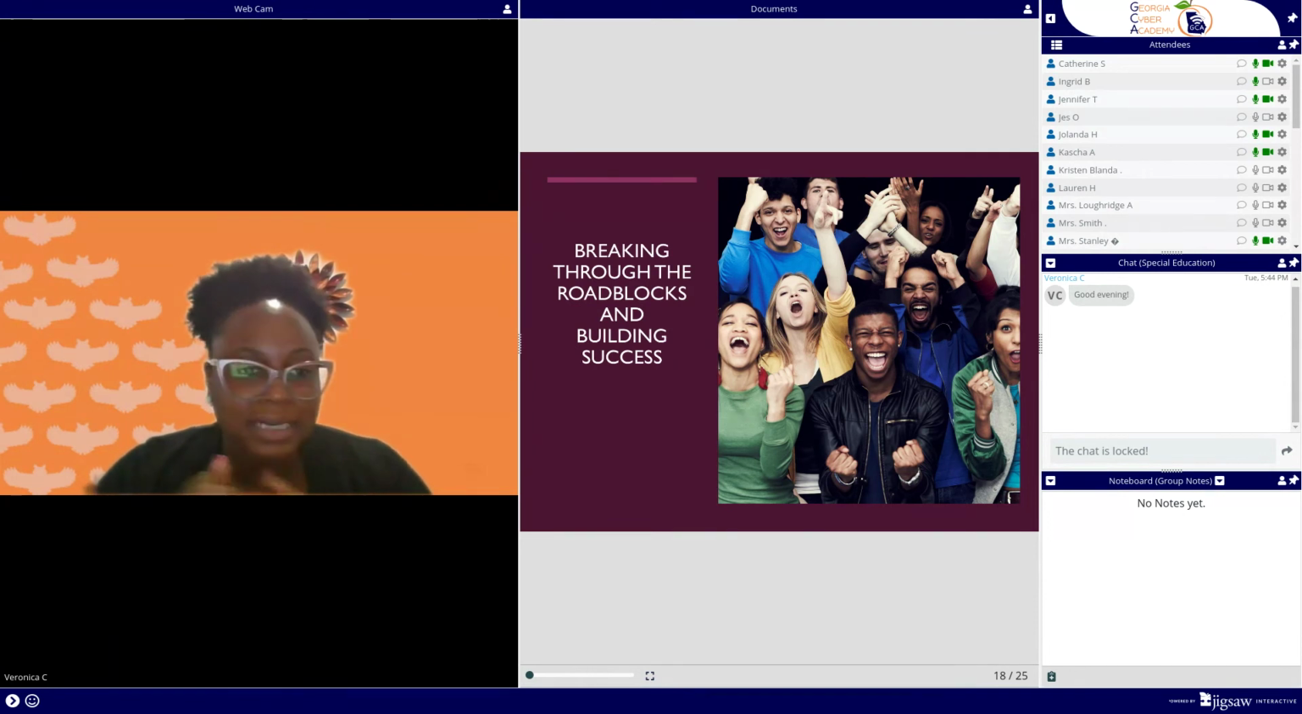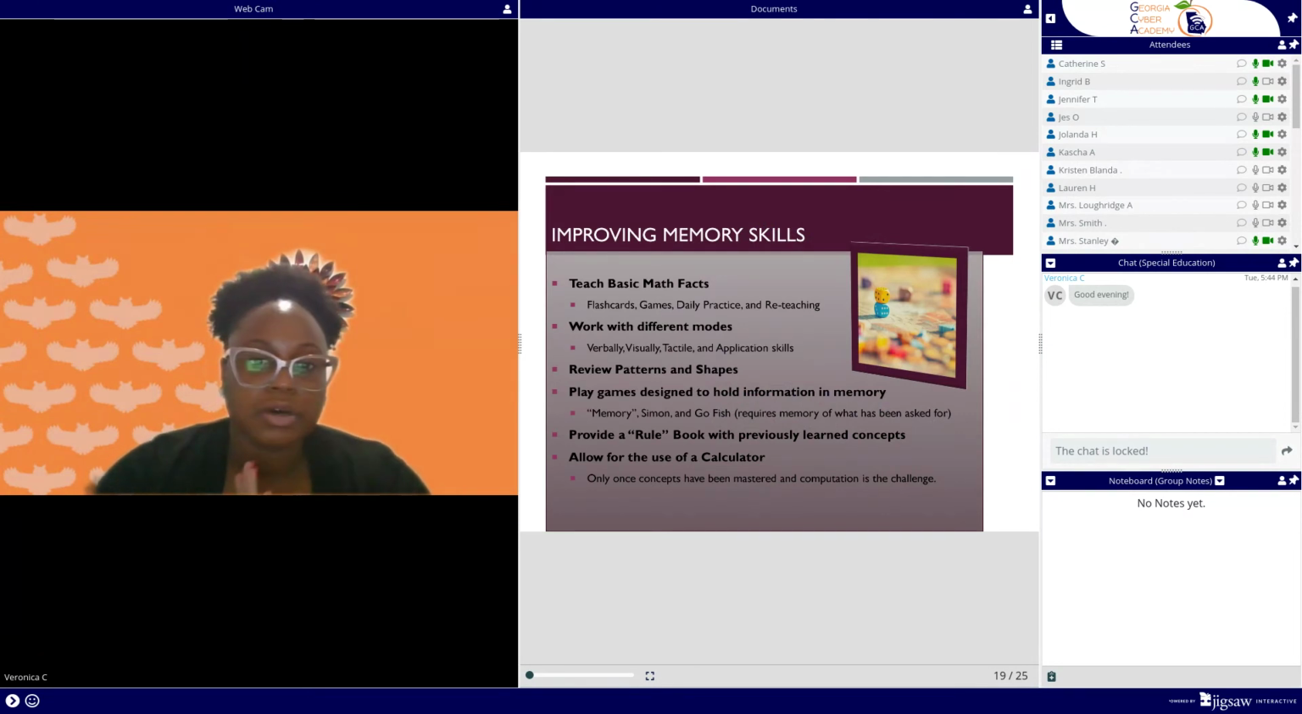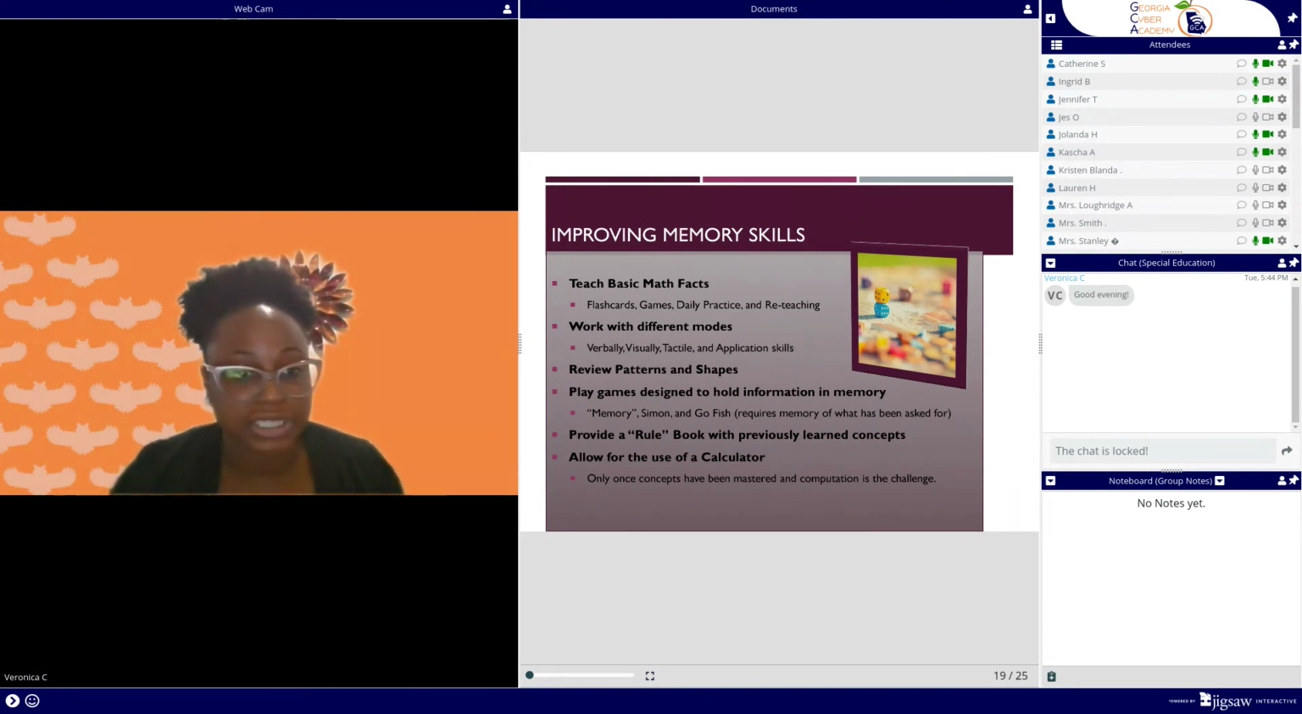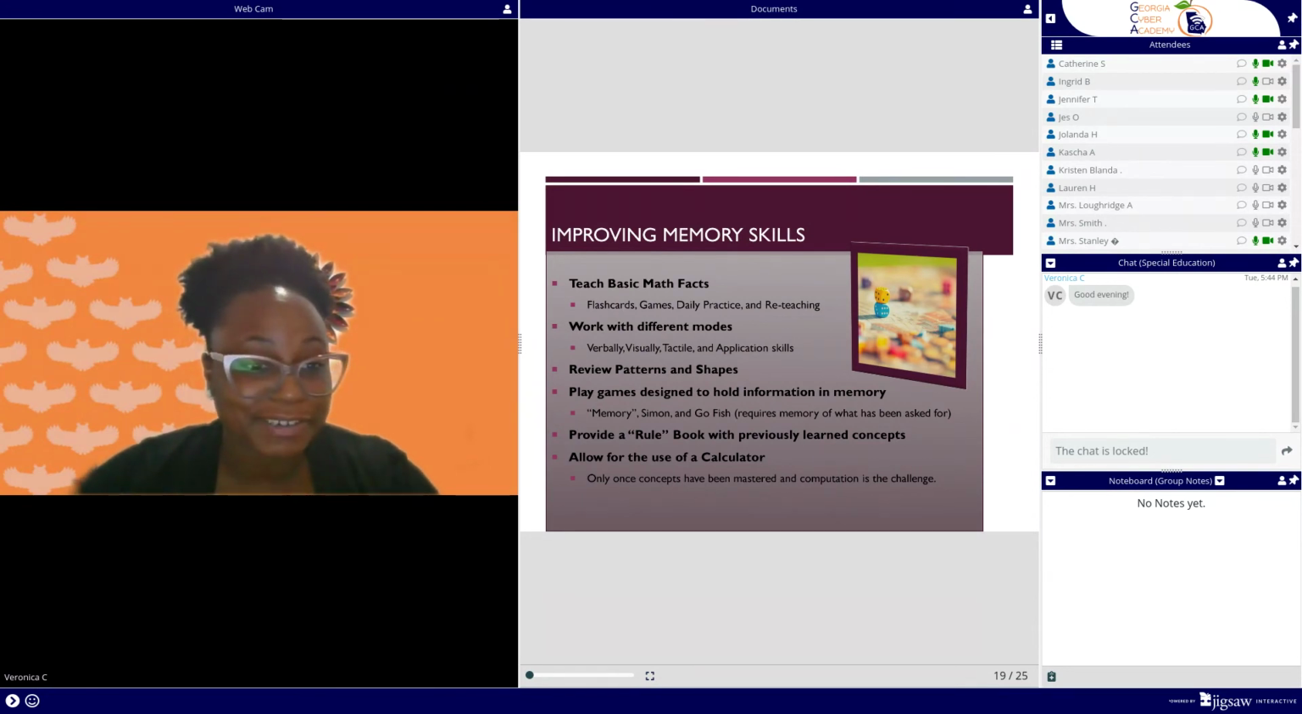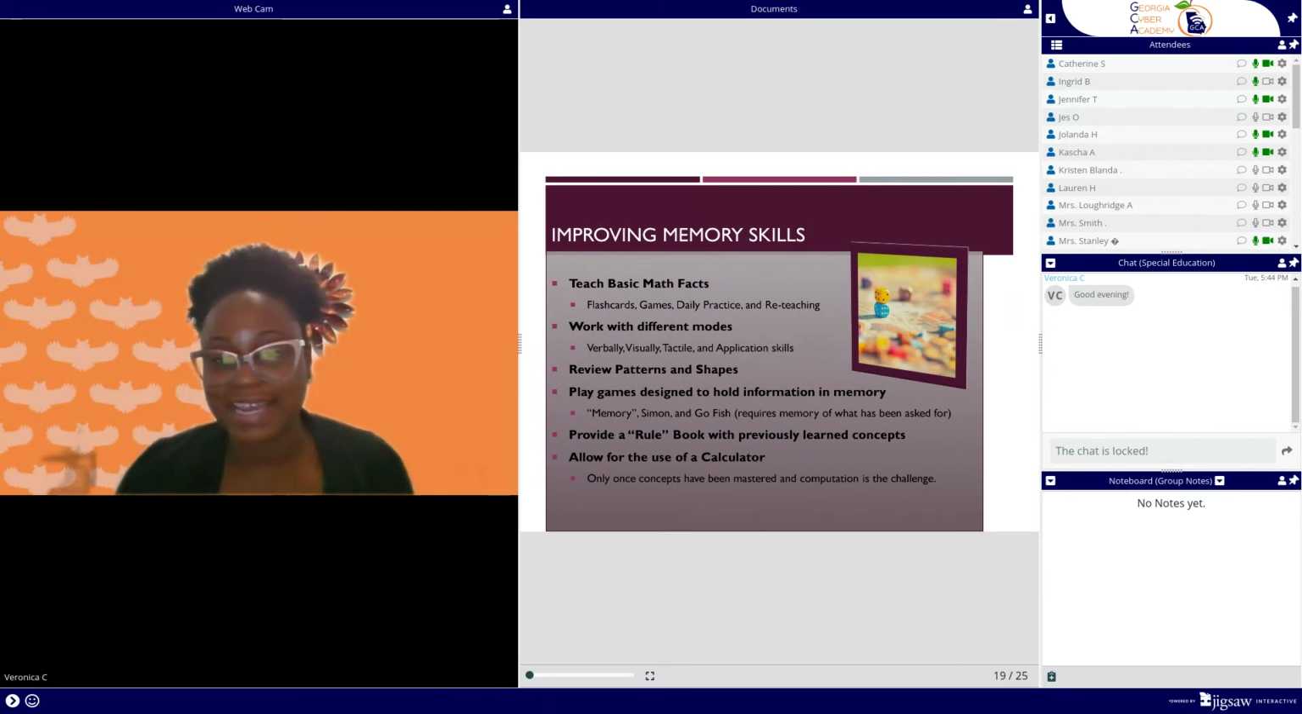So now we're going to talk about, we talked about the roadblocks. Now we need to figure out how we can break through them. So, one, you can improve memory skills. Teach basic math facts. You can use flashcards, doing games, practicing, reteaching at home, working with different modes. So, trying to present a problem verbally, then visually. Maybe it's tactile, like say my kids like Oreos, for example. So maybe we're using Oreos to work on a math problem, right?